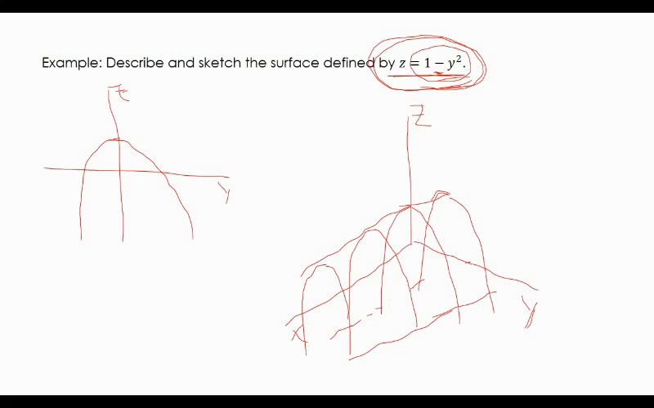So the description is that it's a parabolic cylinder whose vertex is along the line, plane z equals 1. So if you want, there's a vertex at 0, 0, 1 for one of the spaces.